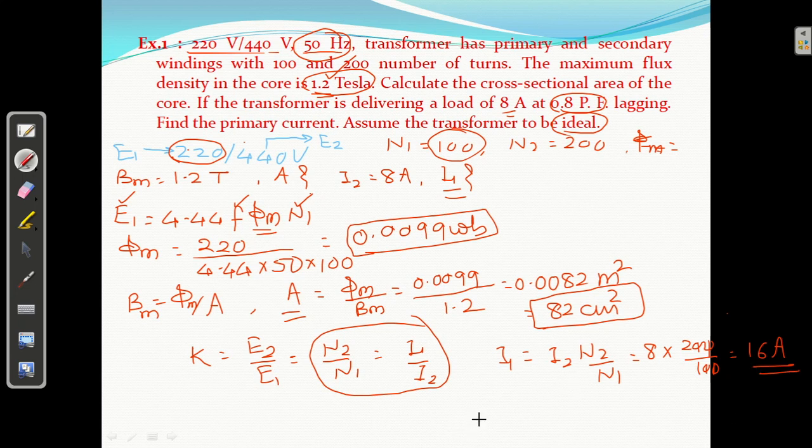In this way, you can solve the problem. This is a problem we have covered in basic electrical engineering, just to clear your concept. If the secondary current is 8 ampere, the primary current will not be 8 ampere. You may say, sir, you told us I2 equals I1. No, as per the ratio it will be 16 ampere. So be careful about it. To clear your concept, you have to solve more and more problems. Automatically, your concept will be clear.